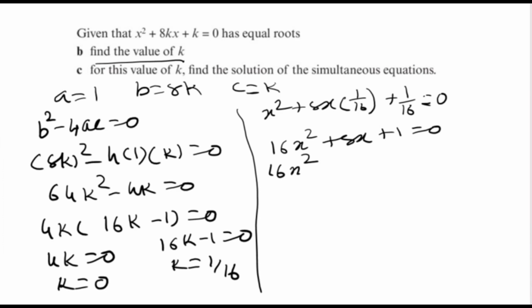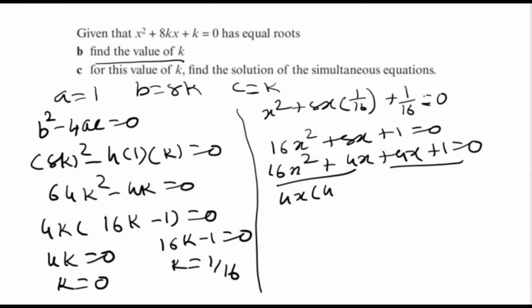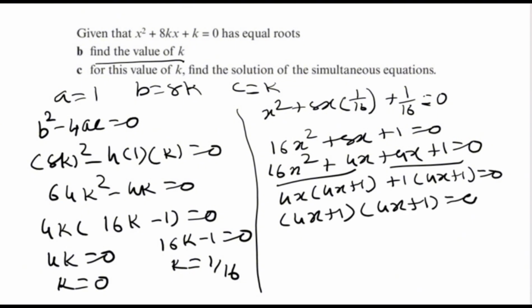Factorize it. So 16x squared plus 4x plus 4x plus 1 equal to 0. So 4x plus 1, 4x plus 1 equal to 0. So 4x plus 1, 4x plus 1. And we already know it has the same roots, so we can write 4x plus 1 equal to 0.